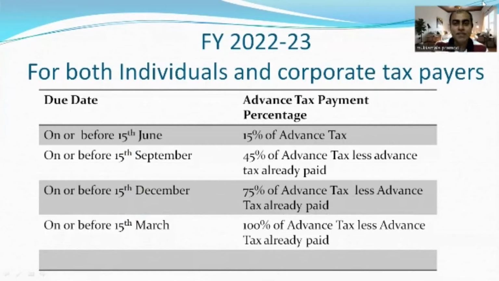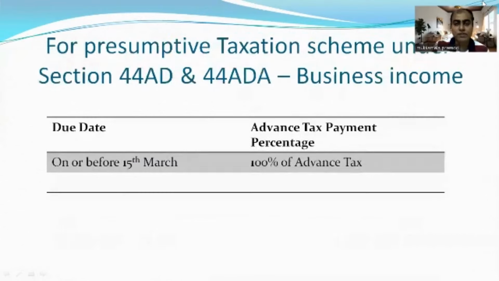And the subsequent date is 15th of December. Until that date, 75% of advance tax has to be paid, less any advance tax which has already been paid. And the final installment amount can be paid on or before 15th of March. Typically, 100% of advance tax should have been covered by that date to avoid any interest or late payment charges. If you miss any of these dates, the interest on that would be levied when you are filing the actual returns during the assessment year, which is 24-25.